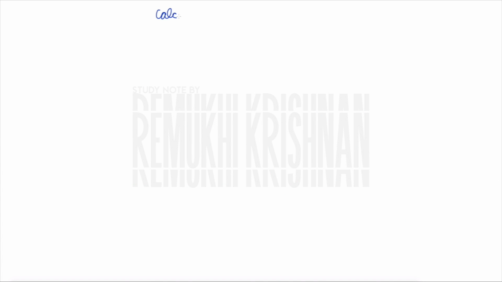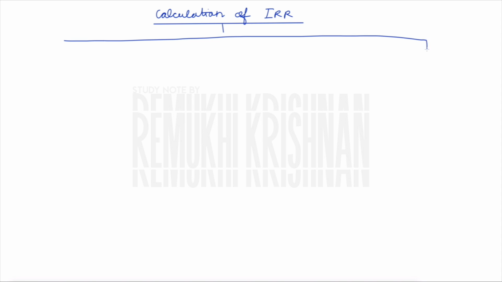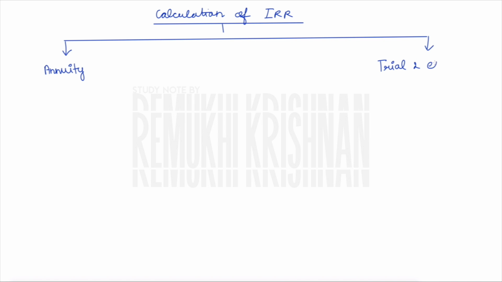Here I am just going to talk about how to calculate the IRR. IRR can be calculated by two methods depending on the pattern of cash flows. One is the annuity method and another one is the trial and error method. Under the annuity method, the cash flows are of uniform nature, that is, uniform cash flows. Under the trial and error method, there will be unequal cash flows.